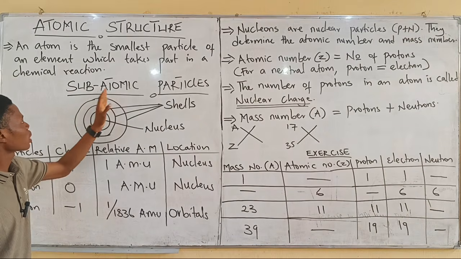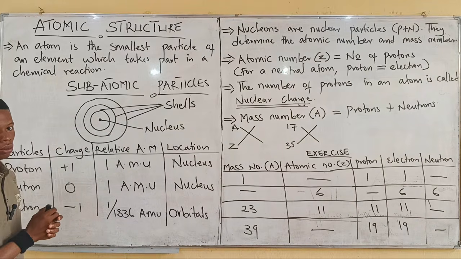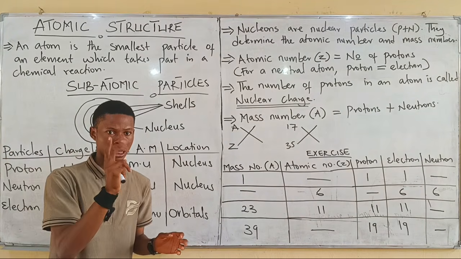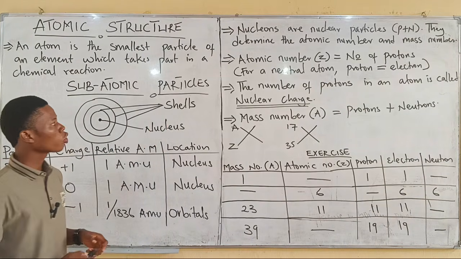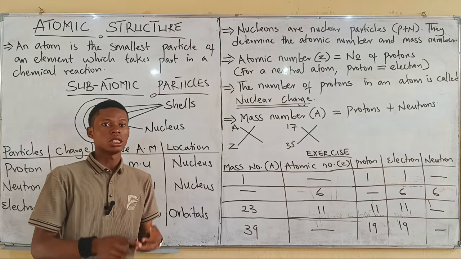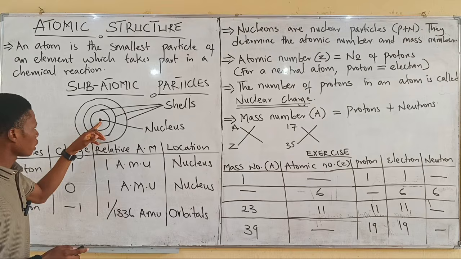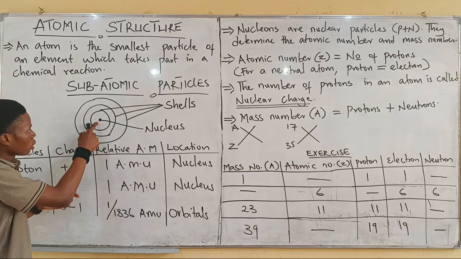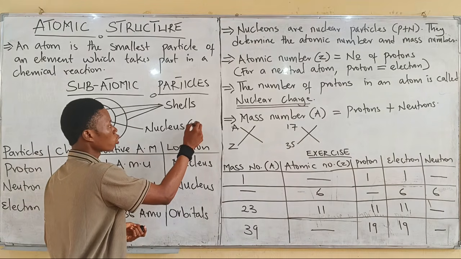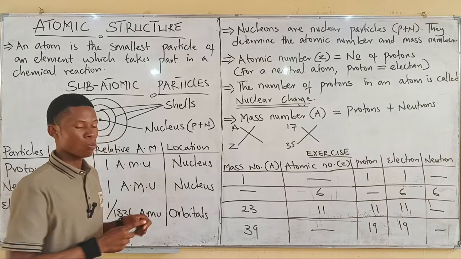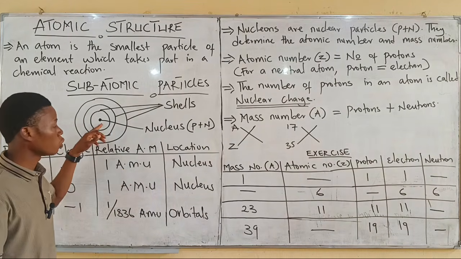So let's start with the subatomic particles. This is how the atom looks. The atom has two parts: the nucleus and the shell. If you don't call it the shell, you can call it the orbitals. This nucleus contains two subparticles, the proton and the neutron. Please take note that the proton is found in the nucleus and the neutron is also found in the nucleus.